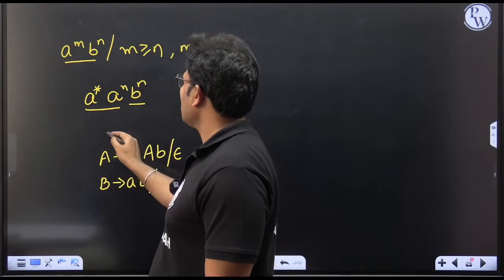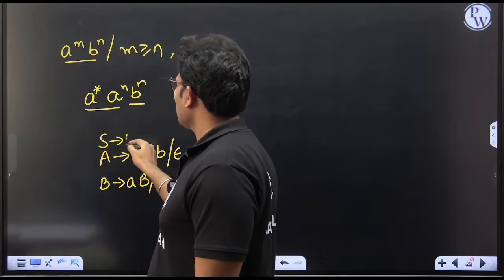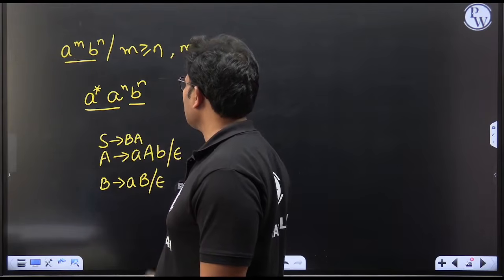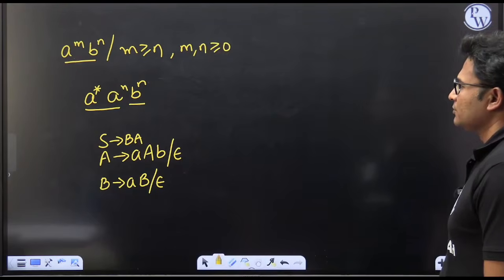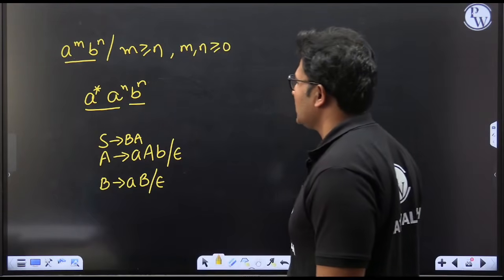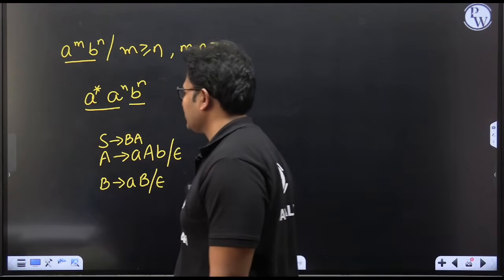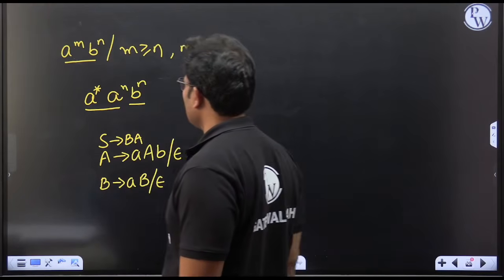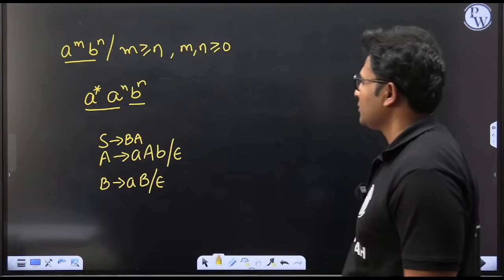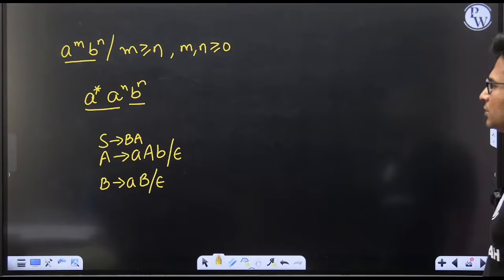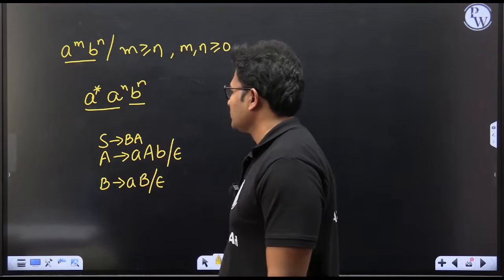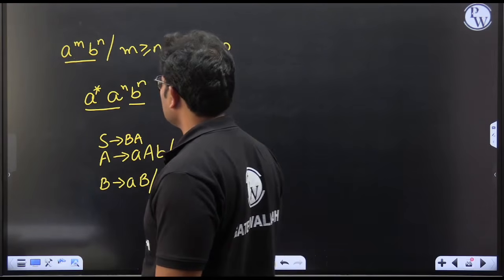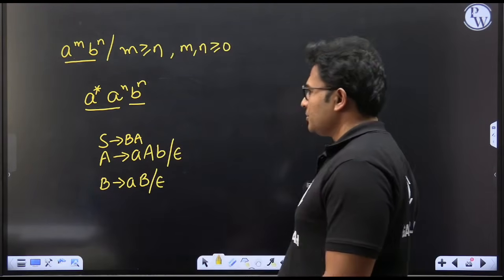Now you put A star followed by A power n, B power n. That's it, simple. A star followed by A power n, B power n. Simple, right?